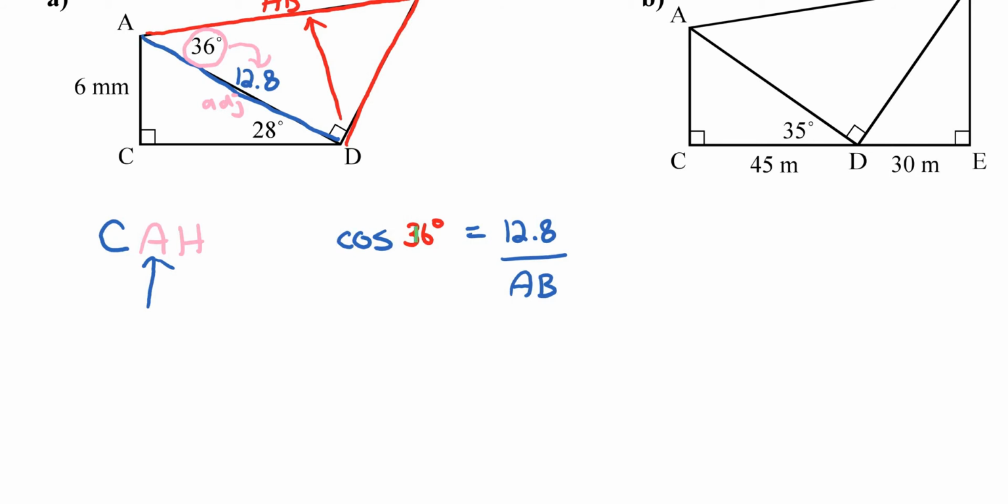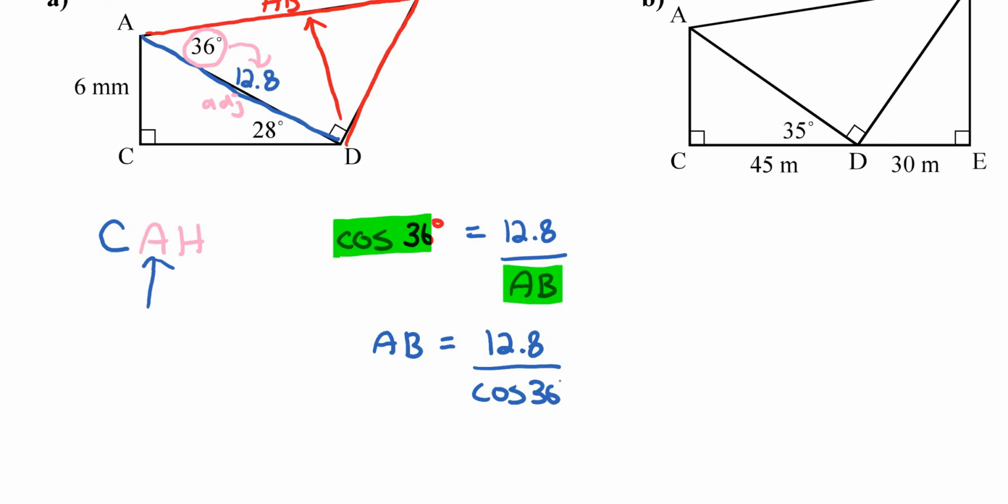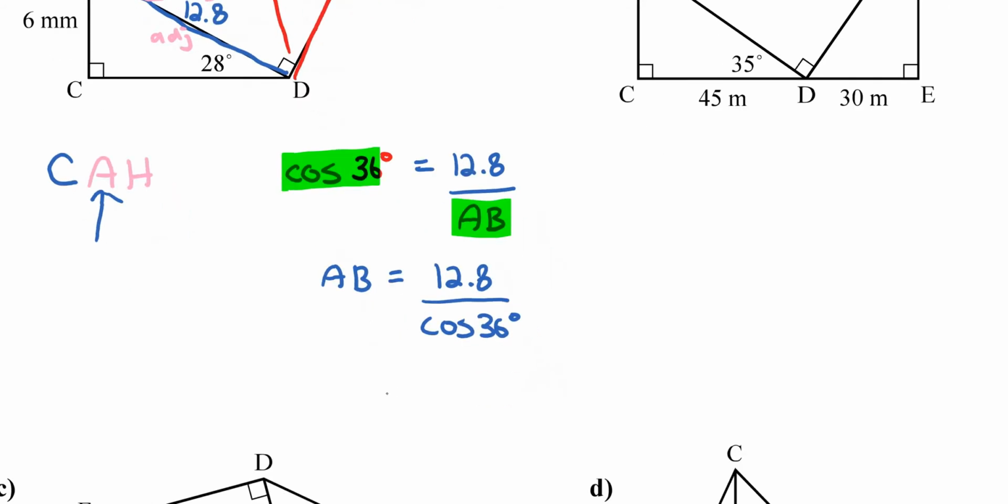Just like the previous problem, I can take the AB and the cos of the angle here and just switch them. So AB is 12.8 divided by cos of 36 degrees. And if you go to your calculator, that should give you a final answer of 15.8 millimeters. And that would be your final answer for that problem.